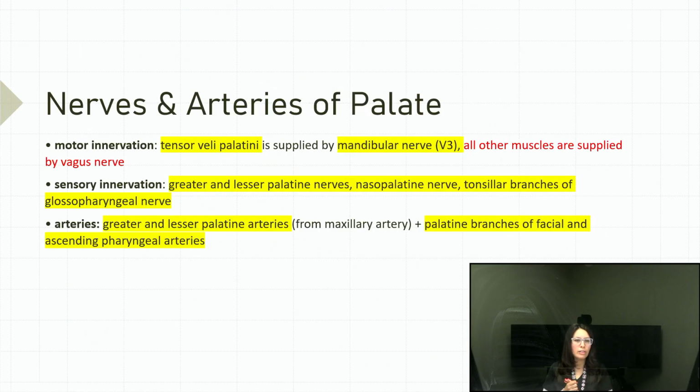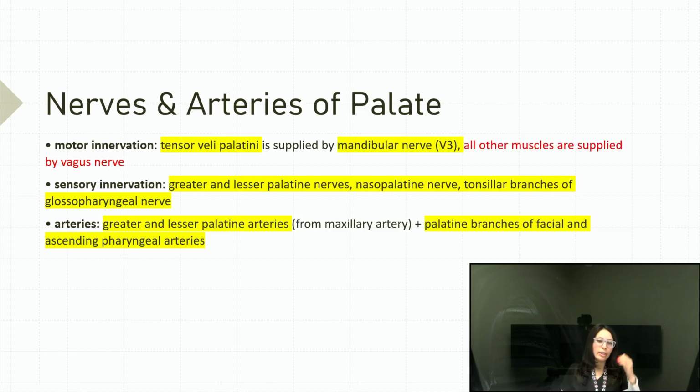Now, some of the nerves and arteries of the palate, remember, this is super important. Motor innervation for tensor veli palatini is by the mandibular nerve, or V3. But all the other muscles are going to be supplied by the vagus nerve. So there we have one important variation in terms of the nerves that we need to pay attention to.